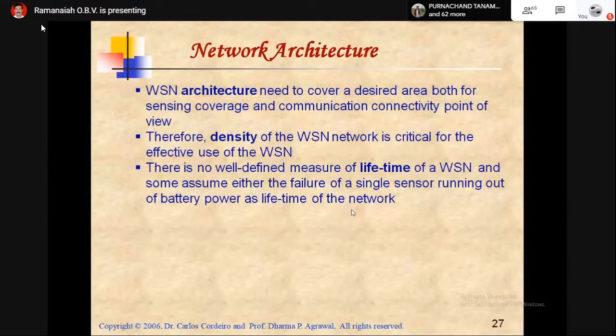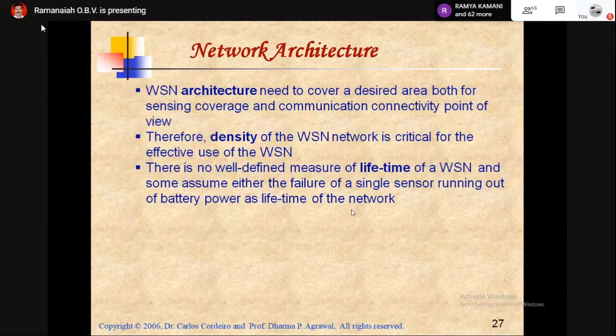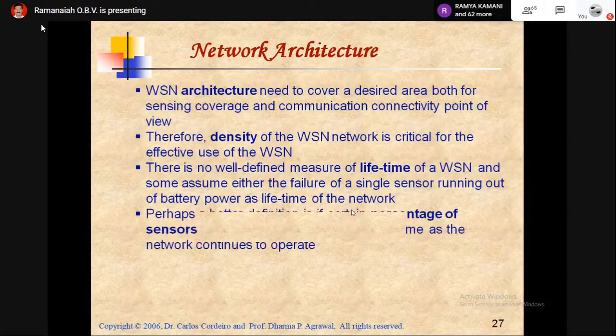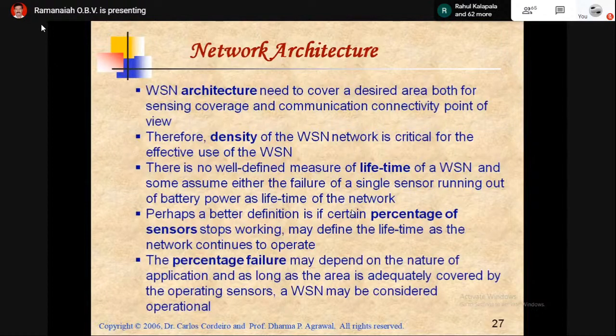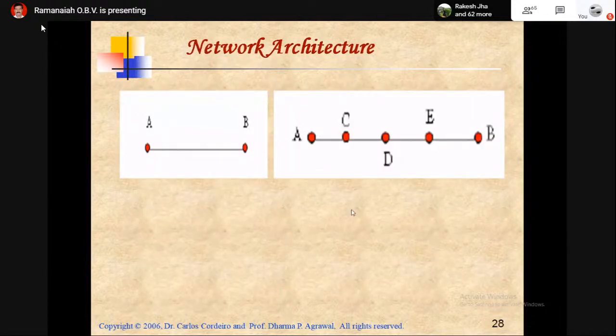And if more than 60% nodes are dead, or say sometimes 60, 70%, then only you consider that network as dead. So that is how the lifetime of a sensor node is defined based on the application under consideration. Right? So this is what percentage of sensor failure, based on that you will define.